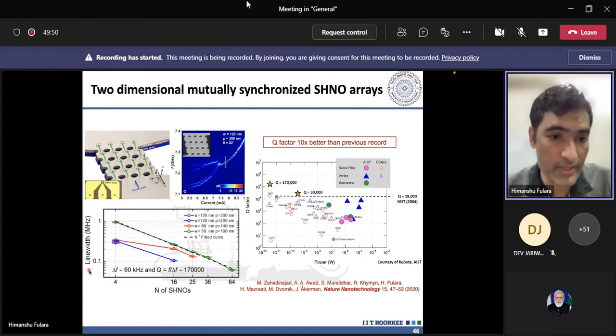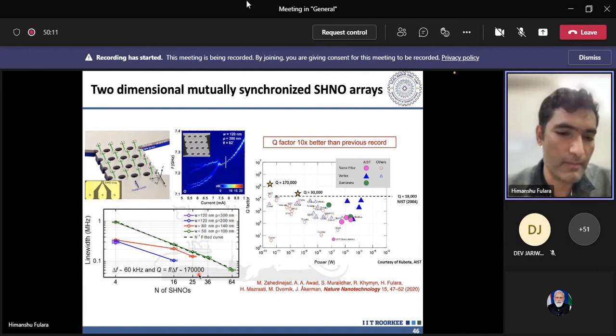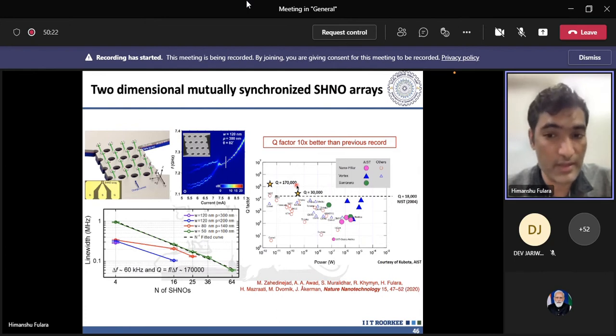Here you can see this line width basically tells you the coherency of the signal. You can see that we have increased the coherency of the signal quite significantly, and this coherency can be given in terms of the quality factor. Here the quality factor is significantly higher, and this is the quality factor which we have obtained, which was found to be a record quality factor, because the earlier record was 30,000, and we have obtained a quality factor which is many times higher than the previous record.